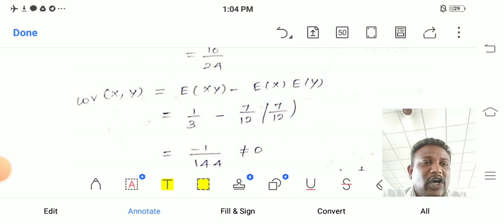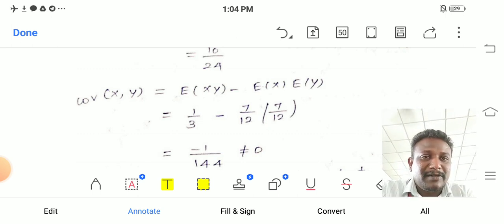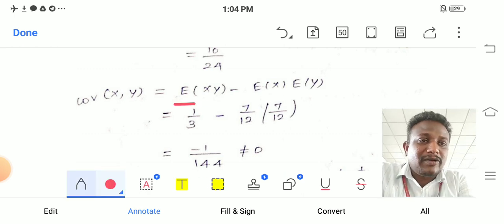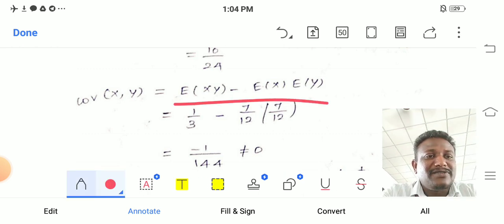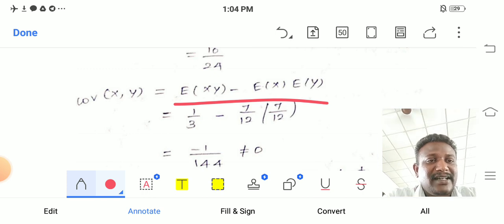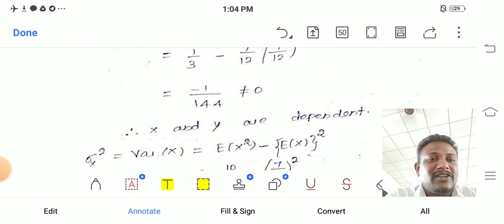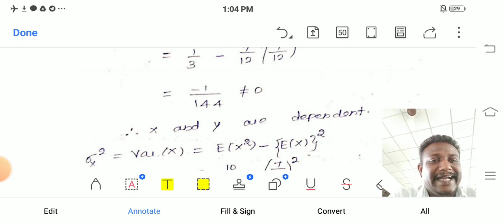Now you have got all the results, so you can directly calculate the covariance of x comma y. The covariance of x comma y formula is this one. In this formula you just have to write all the results which you got earlier. So I have replaced all the results, which is minus 1 by 11144. X and y are independent.